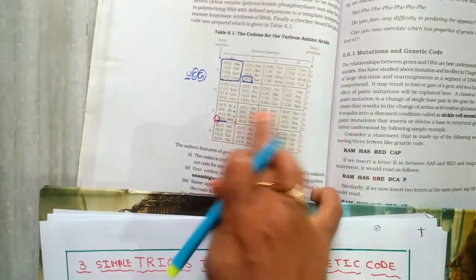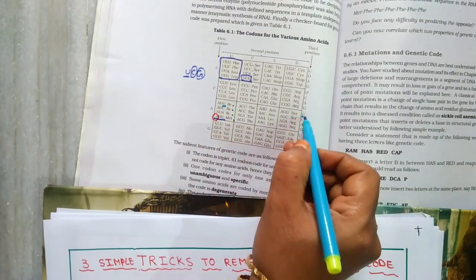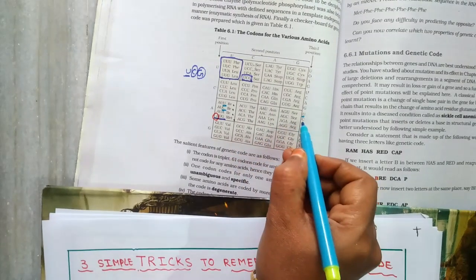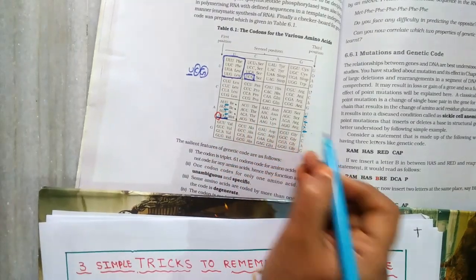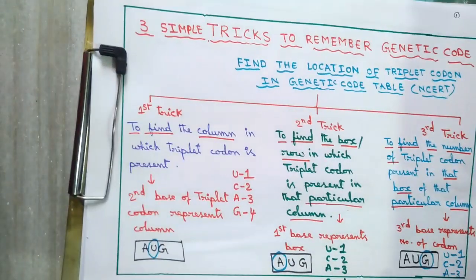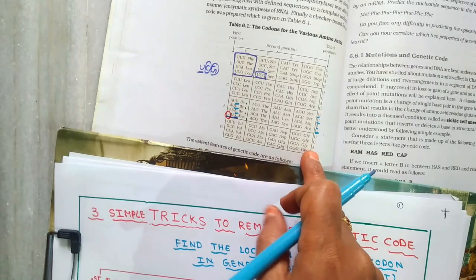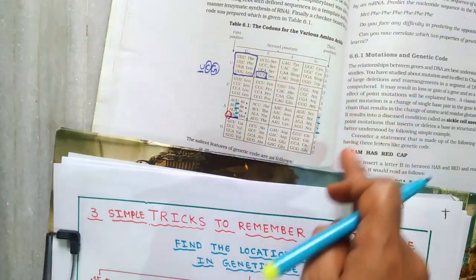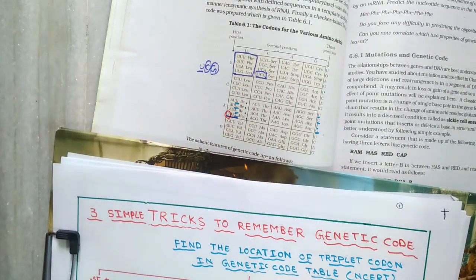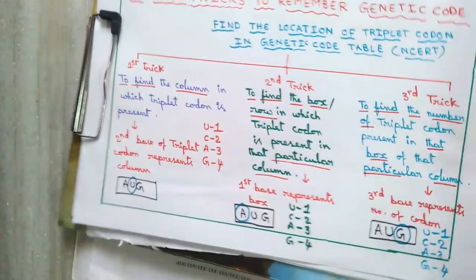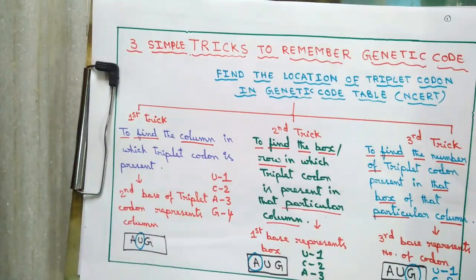Because you see here, third base U, so first codon. Third base C, so second codon. Third base A, so third codon. Third base G, so fourth codon. Like this, we can locate a triplet codon present in the genetic code table completely. After locating the triplet codon, we can translate it into an amino acid. That means whether this triplet codon codes for methionine or valine or leucine, we can translate it.